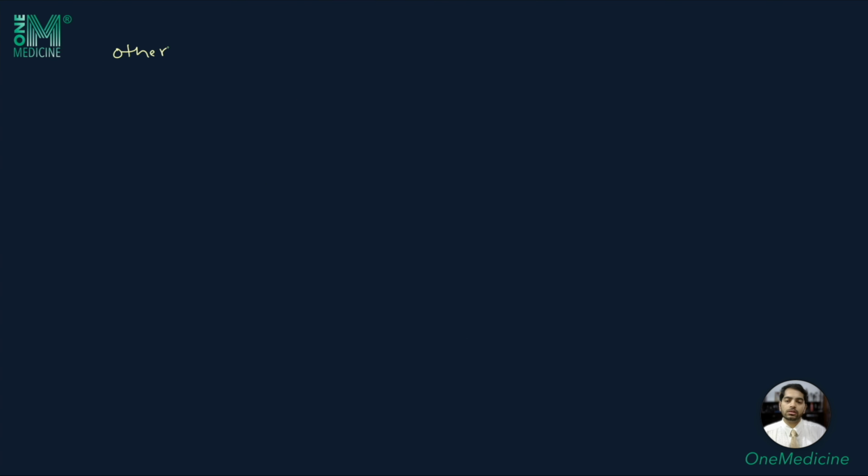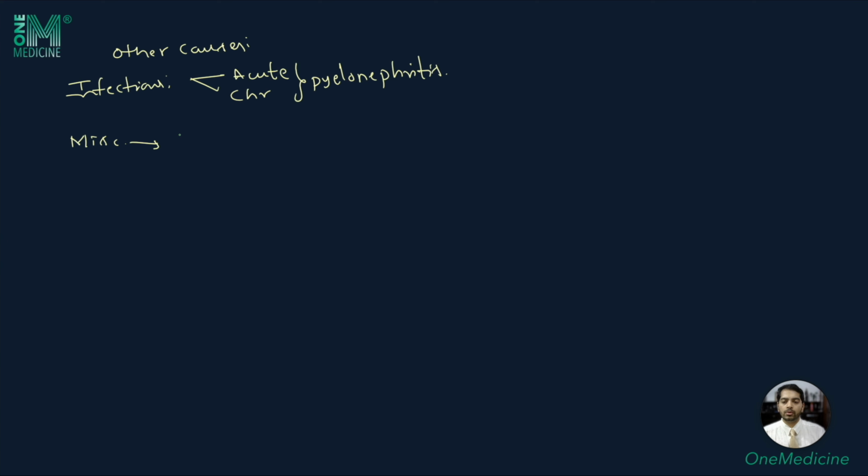The other causes include infectious, which can be either acute or chronic pyelonephritis, and there can be miscellaneous causes including vesicoureteric reflux, chronic urinary tract obstruction, or even radiation nephritis. The first topic in tubulointerstitial diseases is acute interstitial nephritis.